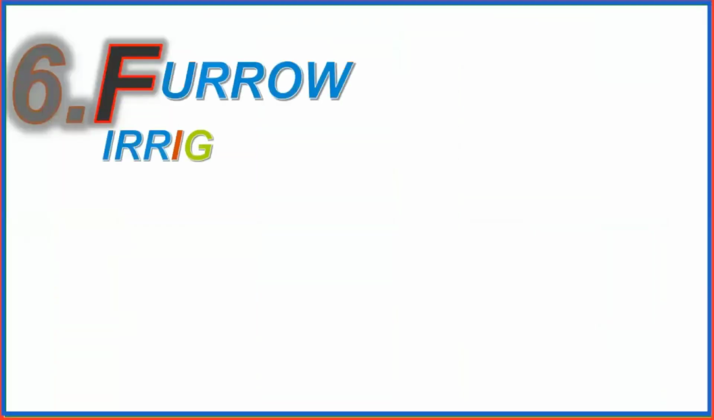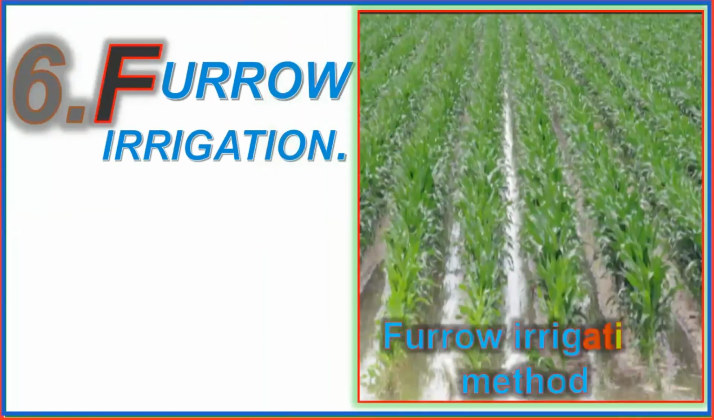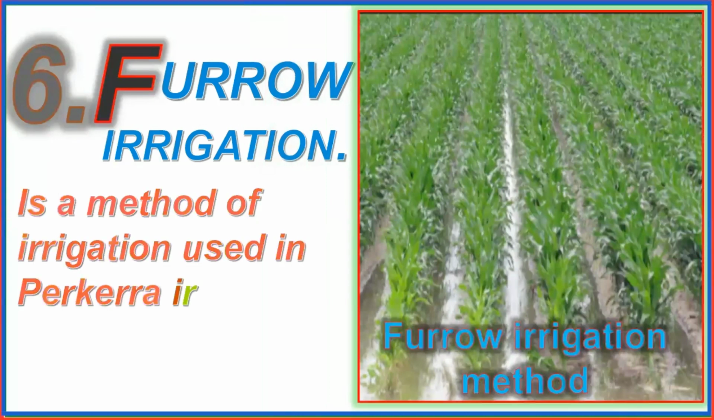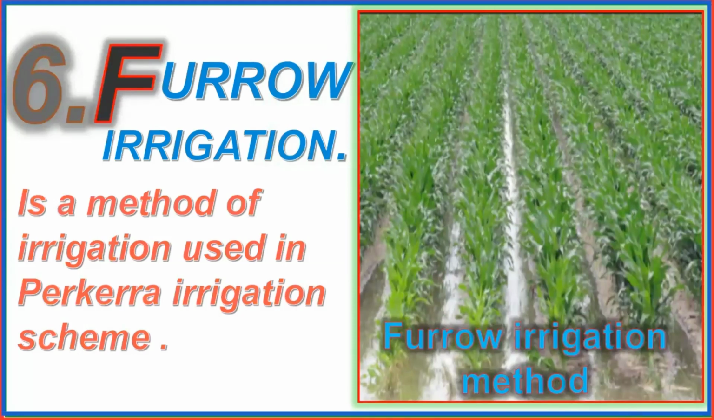F for furrow irrigation. Furrow irrigation is a method of irrigation used in Pekerra irrigation scheme. Furrow irrigation is the method of irrigation used in Pekerra irrigation scheme. Remember, the main crop grown in Pekerra irrigation is seed maize.